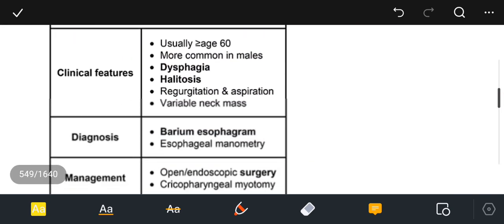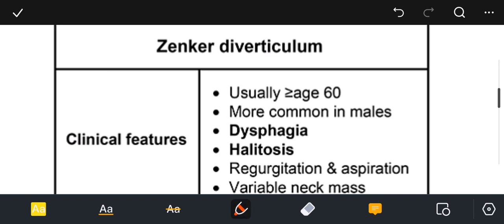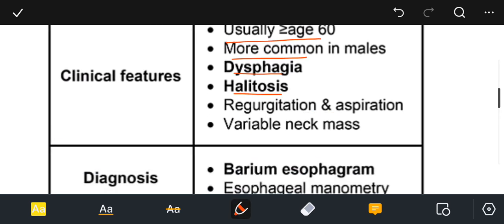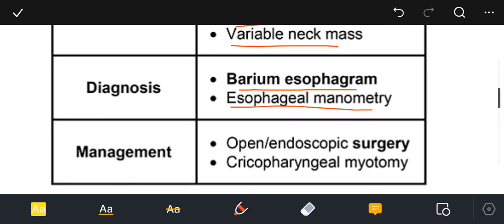So the next point is about Zenker diverticulum. The clinical features include usually age greater than or equal to 60, more common in males, and it causes dysphagia, halitosis, regurgitation and aspiration, and a variable neck mass. The diagnosis is made by barium esophagogram and esophageal manometry. Management is done by open or endoscopic surgery, and cricopharyngeal myotomy can also be done.